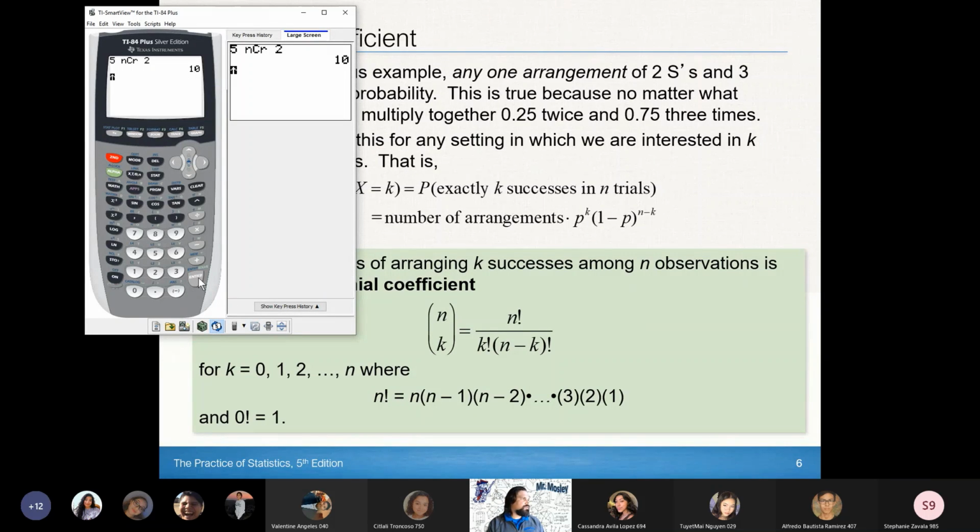If we wanted to do maybe 6 choose 2, how many different ways can I have 2 successes in 6 trials? We have 15. This way you don't have to do this calculation and the factorial and all that fun stuff. Just plug it in your calculator, and it will do the work for you.